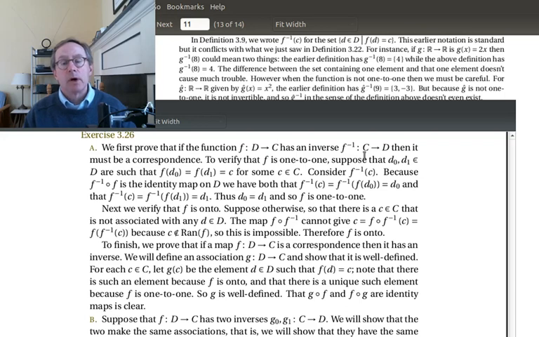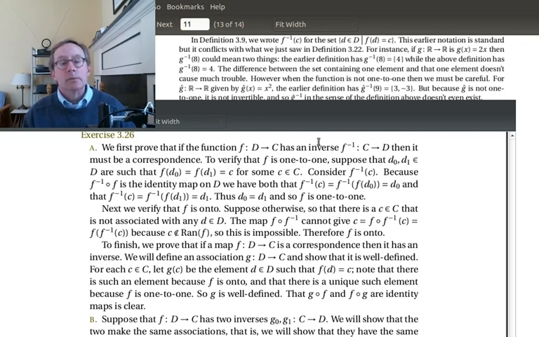For 1-to-1, it's not really a formula, it's kind of a scheme. To verify that f is 1-to-1, we're going to suppose that f of d naught equals f of d1. I called f of d naught and f of d1 c just to give it a name. And I want to show that d naught equals d1. So that's how you show something is 1-to-1 most of the time. You suppose that f of d naught equals f of d1, and you get down to showing that d naught equals d1.